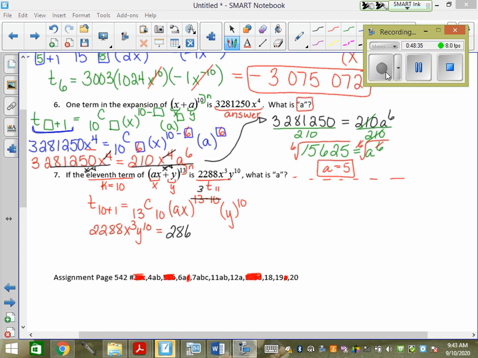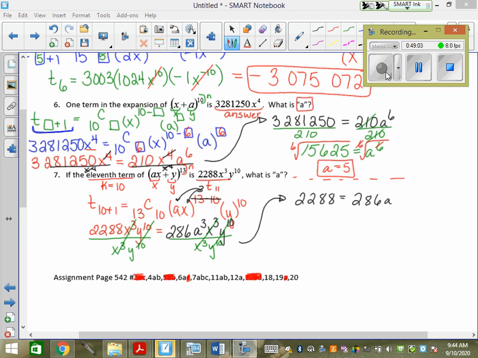286. Now this a has to, the 3 has to go to the a, and that's what people forget. So it's a to the 3, x to the 3, y to the 10. And it makes a difference. So I'm going to have to divide by x to the 3, y to the 10. So that cancels. And I get 2,288 equals 286a cubed. Divide by 286.